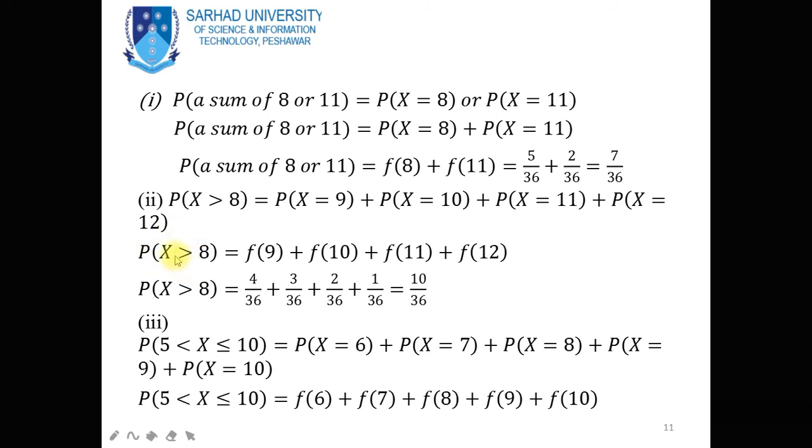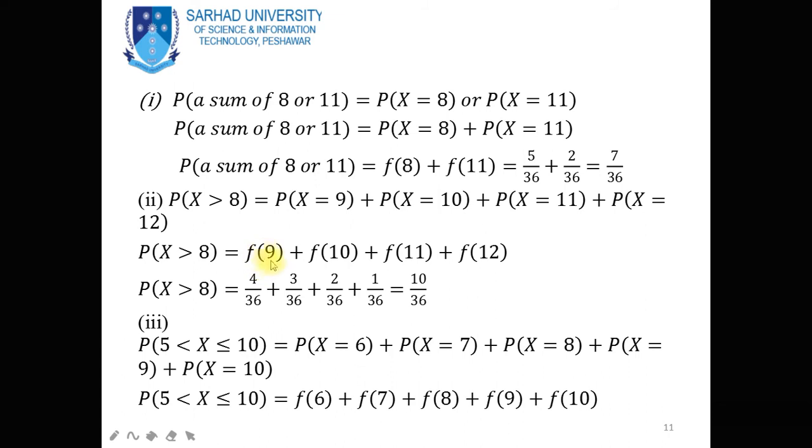So in this case the x value will be equal to 9, 10, 11, and 12. So the probability distribution function for x is equal to 9, 4 by 36. For x is equal to 10, 3 by 36. For x is equal to 11, 2 by 36. And for x is equal to 12, we obtain 1 over 36.